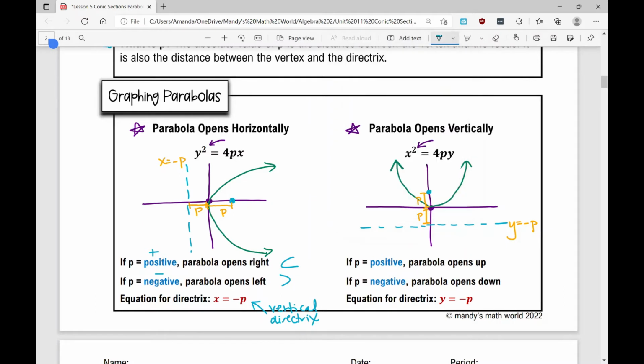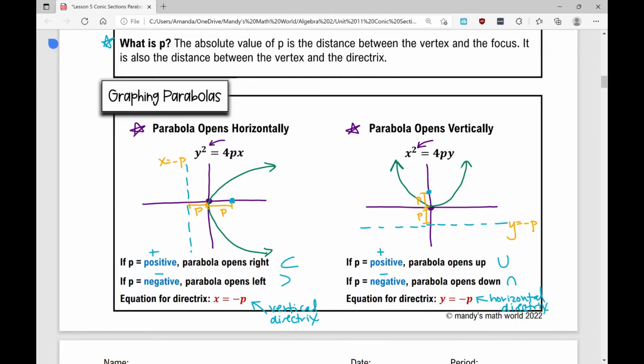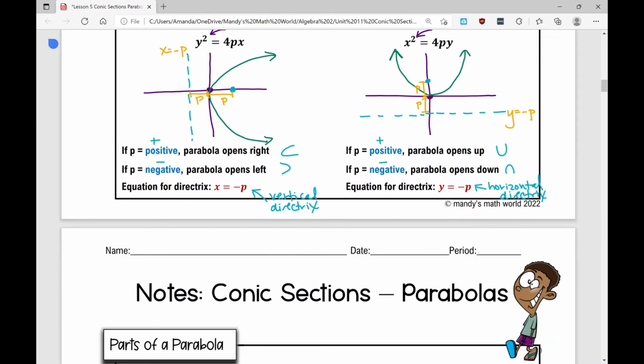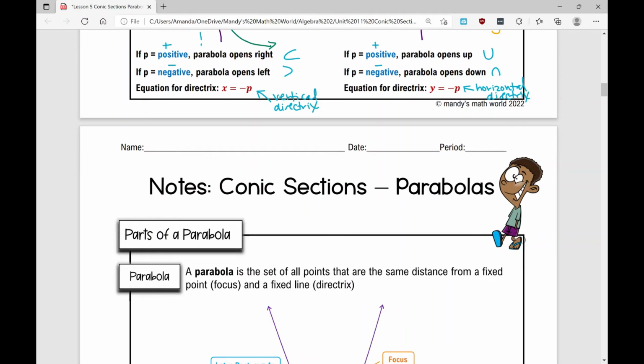Now in this case, if p is positive, your parabola is going to open up, and if p is negative, your parabola is going to open down, and y equals negative p shows you that you have a horizontal directrix. So again, these are just quick notes that you might want to refer to as we're working through the problems today. So let's move on to graphing parabolas.